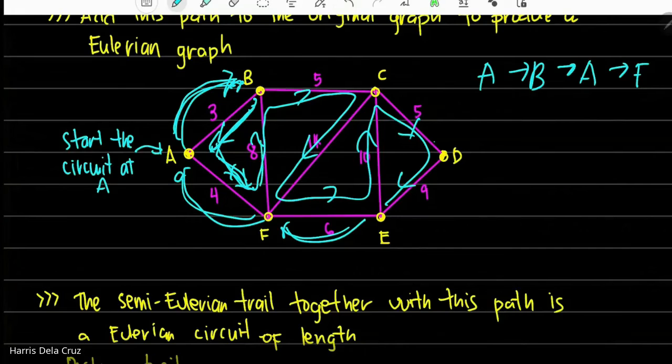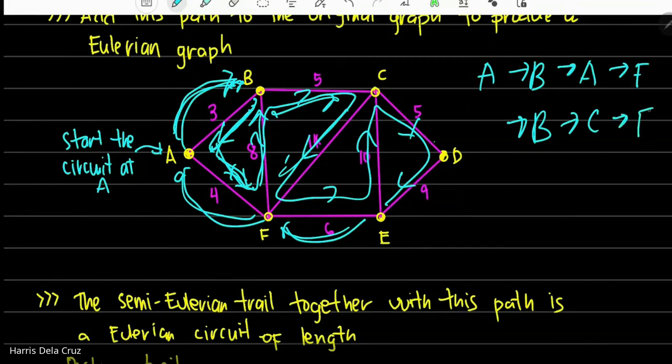And then from F, go back to B. And then from B, go to C. And then from C, go to F. From F, go to E. Then go to C. Then go to D. Then E. Then F. Then back to A.